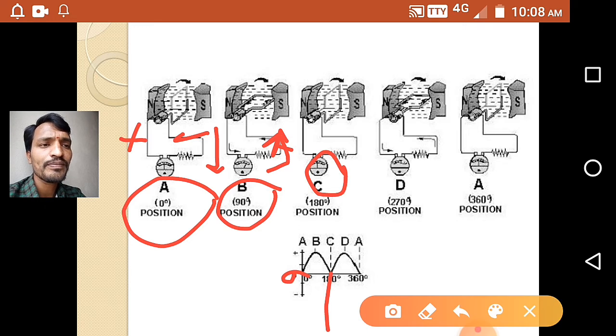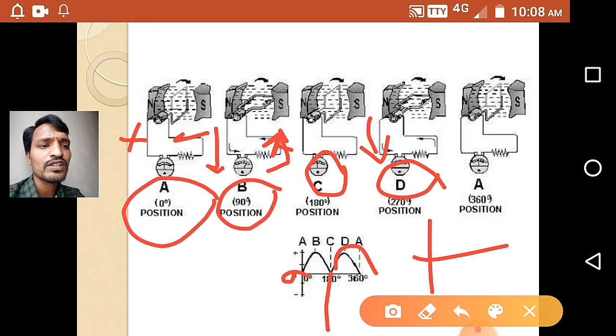Next, at position D, the current direction is not changing, okay. The positive terminal is again the positive terminal, and the current is in the same direction. The current direction is not changing, so the required waveform is in this direction. If the current direction were changed, the waveform would be like this. But here the current direction is not changing. You can observe the arrow mark at position D, okay.